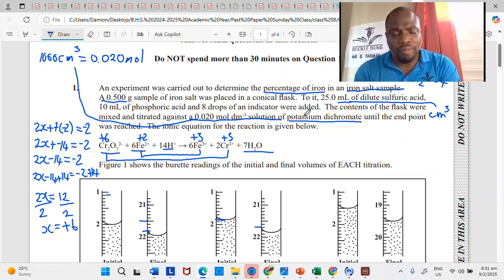Usually they talk about a white tile or some white background when you're doing the titration, so you can observe the color change. And if you were making 0.20 moles per dm cubed, you'd definitely need a volumetric flask.